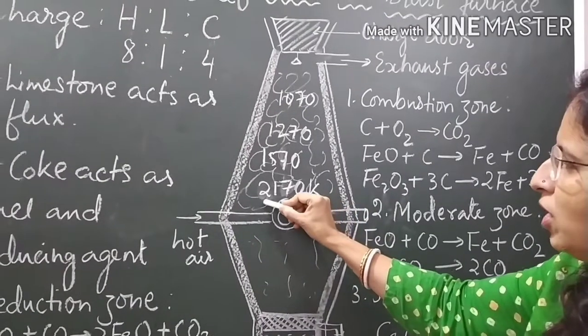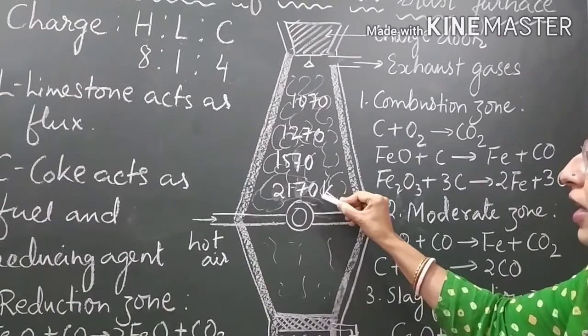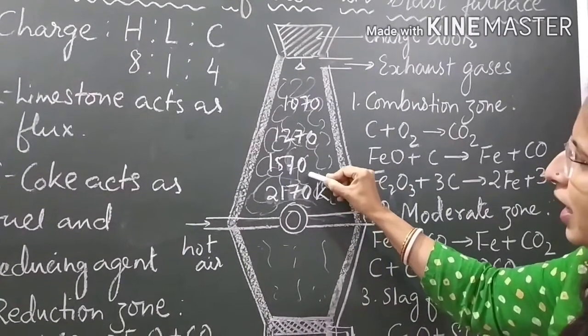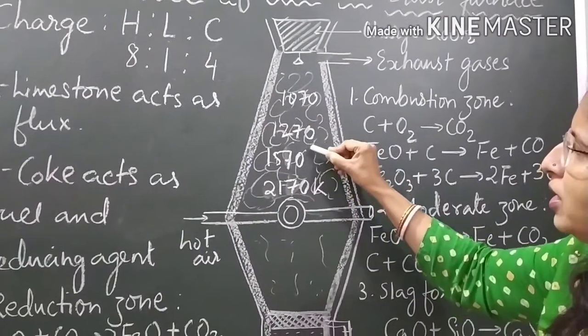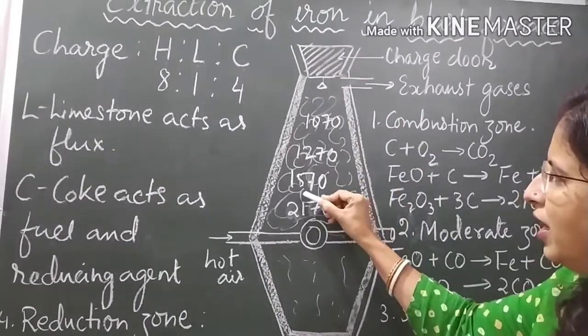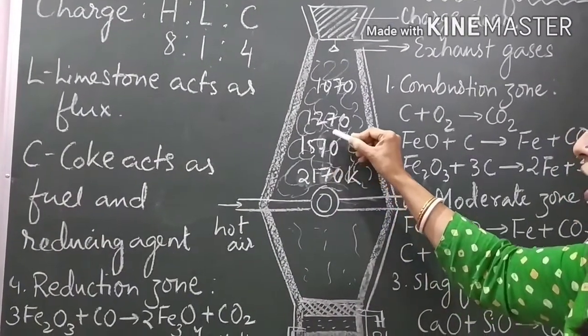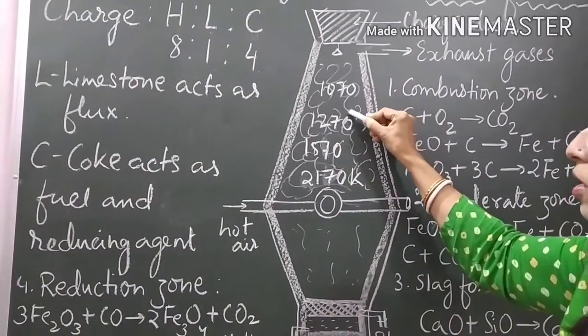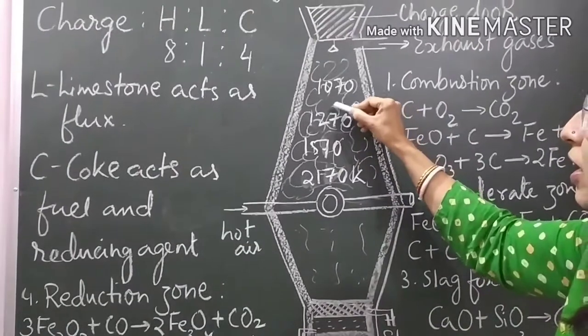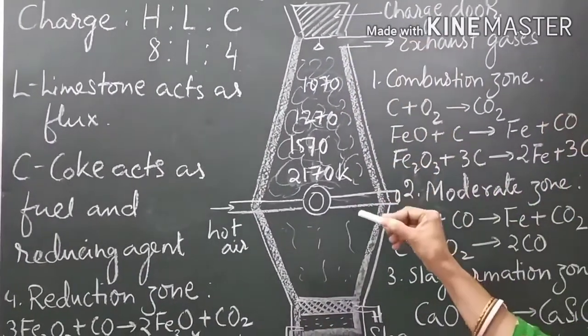So the temperature of the air is approximately 2170 Kelvin. As the air rises up, the temperature goes on decreasing. It is an assumption that here the temperature may be 1570 Kelvin. Again when it rises up a little more, 1270 Kelvin. Again when it rises, the temperature is 1070 Kelvin.